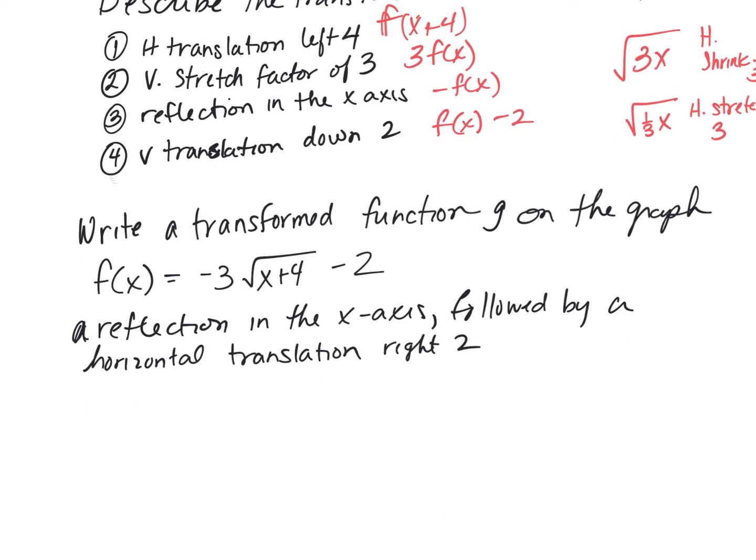And this isn't really on tonight's homework, it's on tomorrow's. But I want to make sure we go over it and we have a little video to reference. We're going to write a transformed function g on the graph of f of x equals the same one, -3 square root of x plus 4 minus 2. Now we're going to take this transformed function and we're going to transform this more. We're going to do a reflection on the x-axis followed by a horizontal translation right 2.